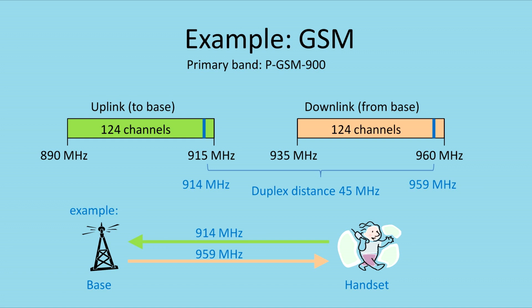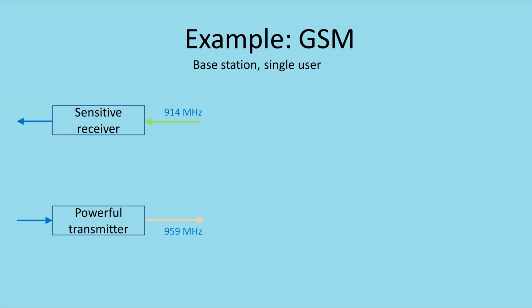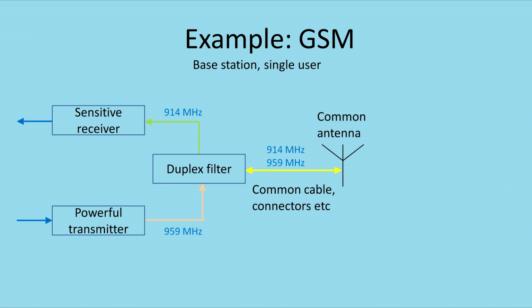Now let us look closer at what is going on in the base station when a single user is present. First we will find a powerful radio transmitter for the downlink at 959 MHz. There is also a sensitive radio receiver handling the uplink at 914 MHz. The two units are connected to a duplex filter to be able to share a common antenna cable and a common antenna. The duplex filter ensures that the incoming and outgoing signals are routed to the right units. The filter also maintains correct impedance matching. Finally, the signals travel to and from the user wirelessly.